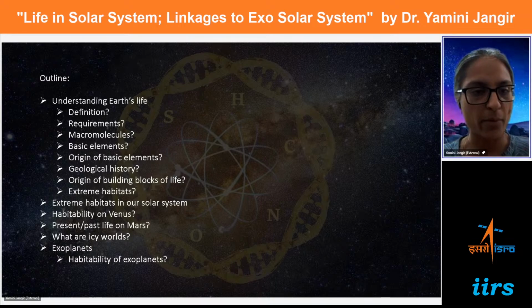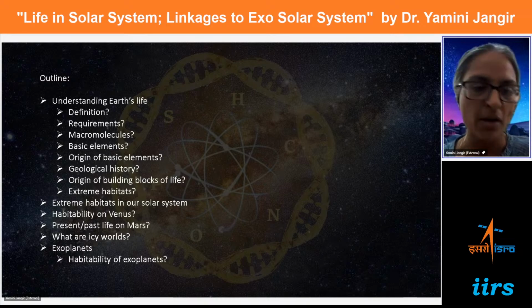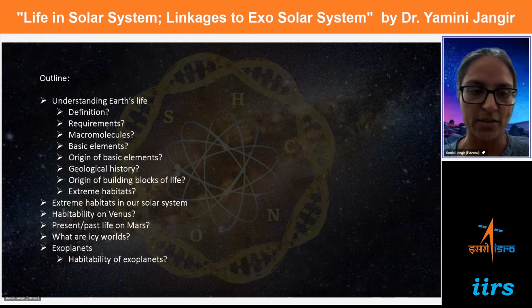And from there onwards, we will focus more on what kind of habitability might be present on Venus. Is there a past life or present life biosignature on Mars? What are these icy worlds we are talking about? And exoplanets. Okay, we found them. How would we characterize the habitability of these exoplanets?